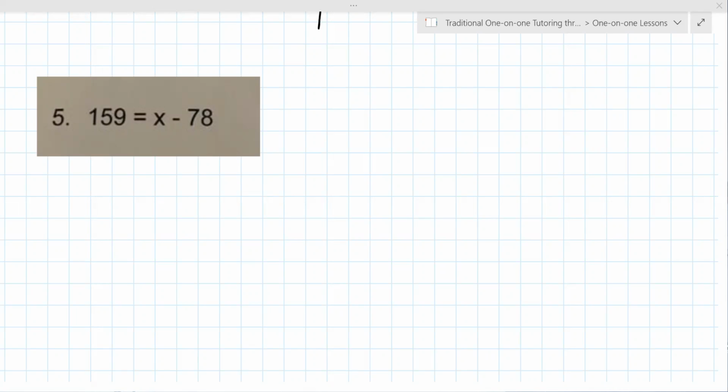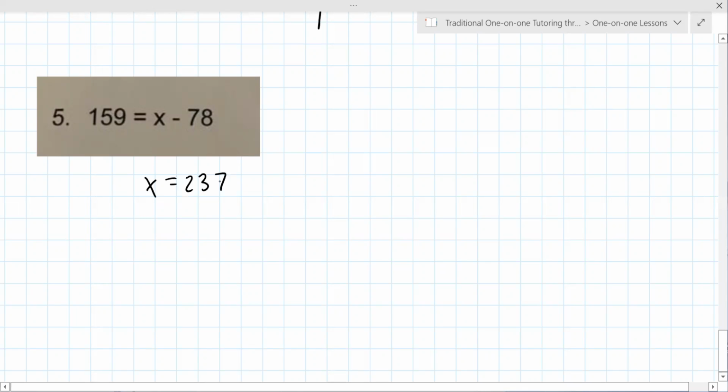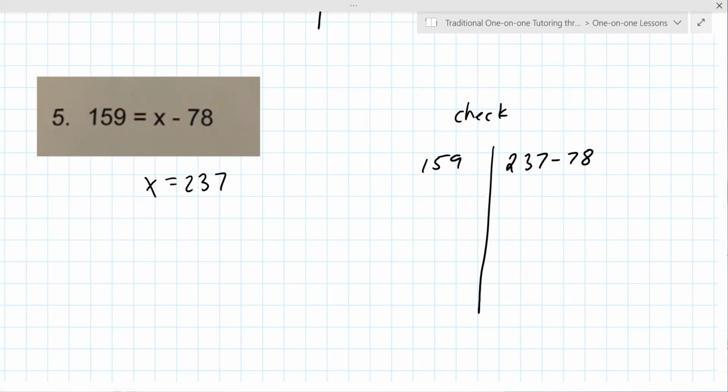$237. 237. Yep. Okay, so your check is to put that number back in. So it's 237 minus 78. Why don't you work that out and off to the right, where you have to borrow, and see what you come up with.